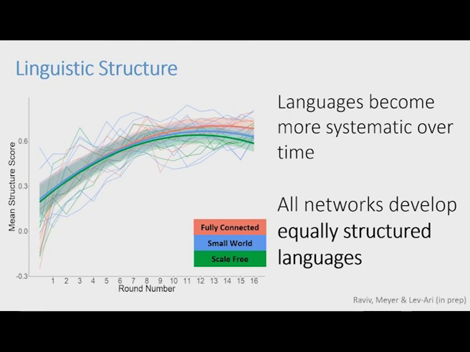So they show the same degree of high structure throughout the experiment, with no differences between the structure created by the three different networks. And this is confirmed also using a Bayes factor analysis, just to be sure that it's not just a null result. The null is really favored very strongly. So there seems to really be no effect of network structure, at least in this experiment.